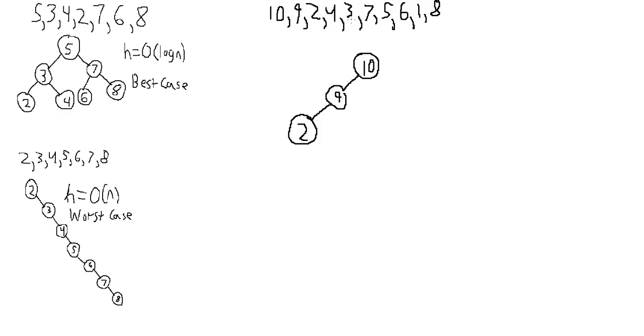We insert the 4 to the right of the 2, because 4 is less than 10, less than 9, but greater than 2. 3 is less than 4, but greater than 2. 7 is less than 10, less than 9, but greater than 2 and greater than 4. So the 7 gets inserted here. 5 is less than 10, less than 9, greater than 2, greater than 4, less than 7. So it gets inserted here.